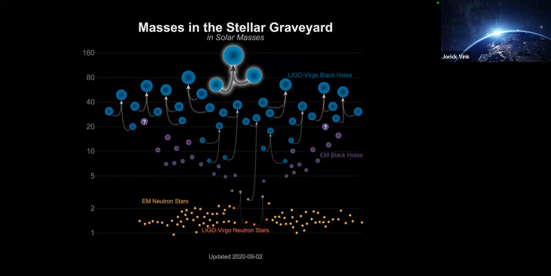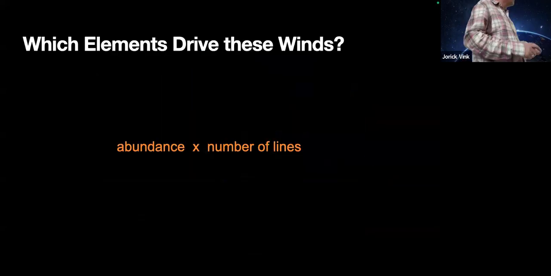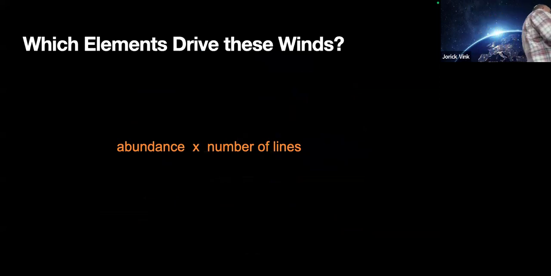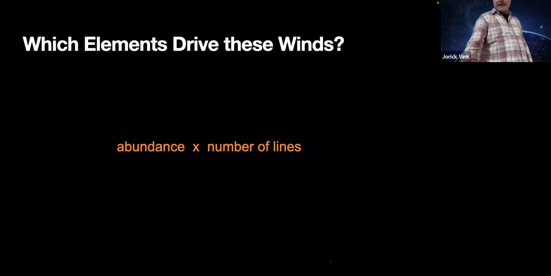Now the question is, how do you get those? Are these stellar black holes or not? Yeah? And we'll come to that. So we need to know how this metallicity dependence comes in. And that means we need to know how the physics of these winds works. And it depends a lot on how many lines you have. That is what sets the opacity. And of course, the abundance of a given element.